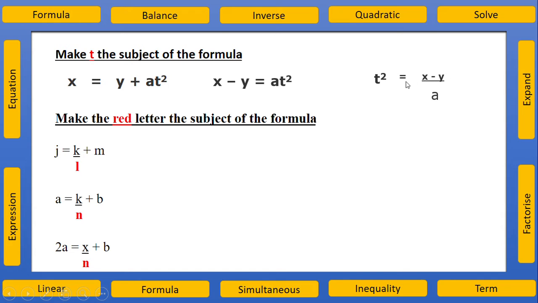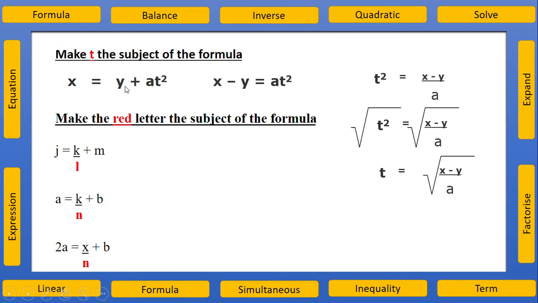So what's the reverse of squaring something? The inverse of that, this is what we're looking for. The inverse of squaring something is square rooting it. Okay, take any number, square it, square root it, you end up with the number you started with. Squaring and square rooting are the reverse of each other, so they cancel each other out. We've had to square root both sides to keep our equation balanced, and so we end up with this. So that's the answer. We've made t the subject of this formula.